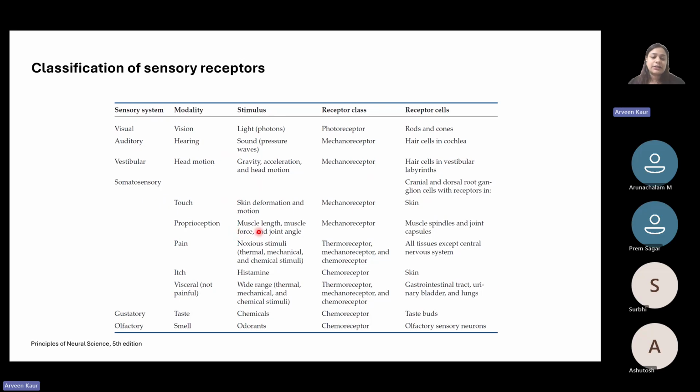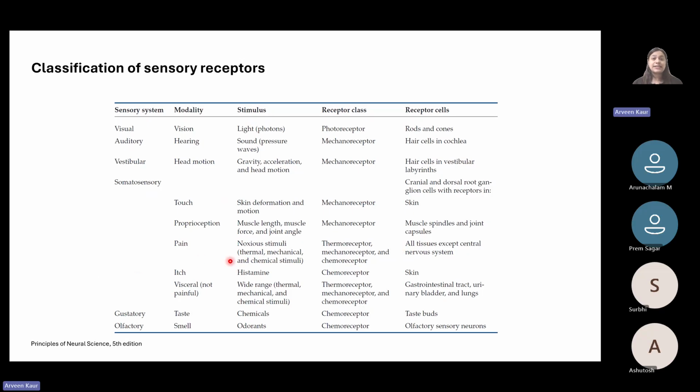For proprioception, the stimulus is muscle length, muscle force, joint angle. Again, the receptor class is mechanoreceptor, and the receptor cells are within the muscle spindles and joint capsules. Then, in case of pain, the stimulus is noxious stimuli. It could be thermal, mechanical, or chemical stimuli. And that is why all three types of receptors are there over here, and all tissues except the CNS have these receptor cells, right? So we have also explained that within the brain there are no pain receptors, right?